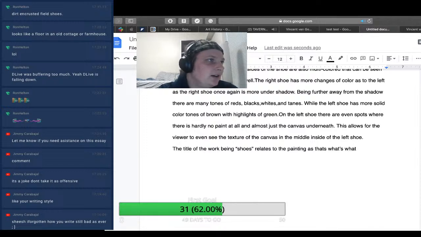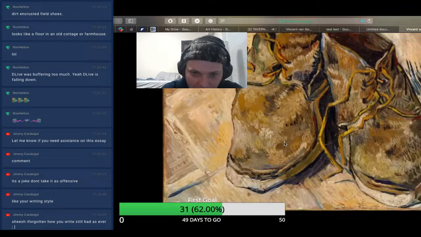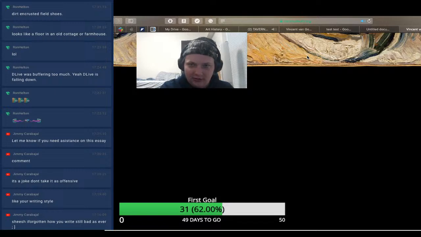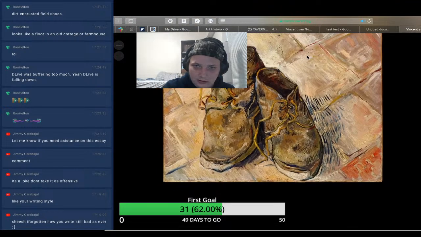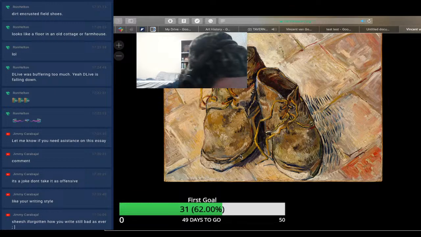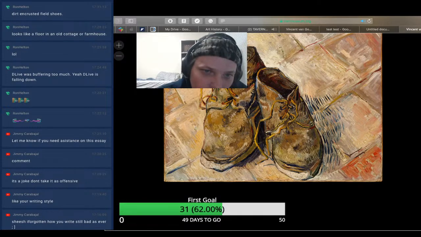You think it's dirt encrusted? I think that's encrusted. Dirt encrusted field shoes. Yeah, I could definitely see that as well, especially the outside parts of the shoes. I zoomed in a little bit too much here. The outsides of the shoes, you see the color tones, obviously. They're definitely not brand new shoes.